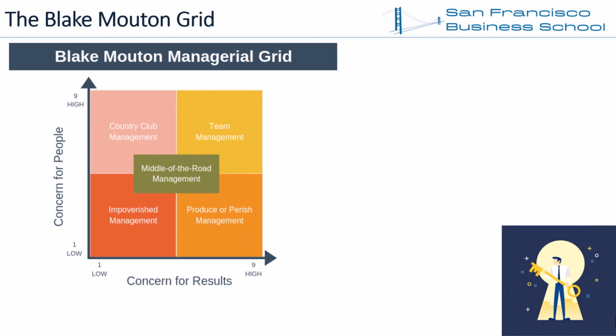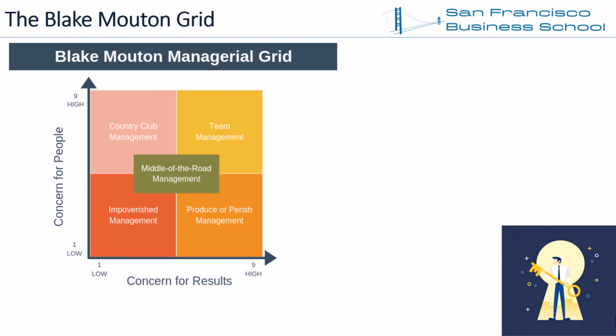1. Impoverished management. Low results, low people. The impoverished or indifferent manager is mostly ineffective. With a low regard for creating systems that get the job done, and with little interest in creating a satisfying or motivating team environment, this manager's results are inevitably disorganization, dissatisfaction, and disharmony.